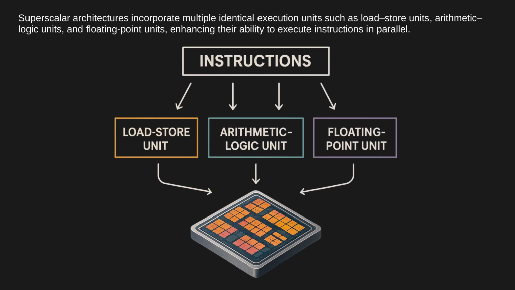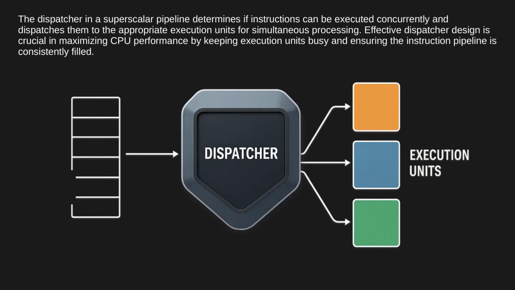Superscalar architectures incorporate multiple identical execution units, such as load store units, arithmetic logic units, and floating point units, enhancing their ability to execute instructions in parallel. The dispatcher in a superscalar pipeline determines if instructions can be executed concurrently and dispatches them to the appropriate execution units for simultaneous processing. Effective dispatcher design is crucial in maximizing CPU performance by keeping execution units busy and ensuring the instruction pipeline is consistently filled.